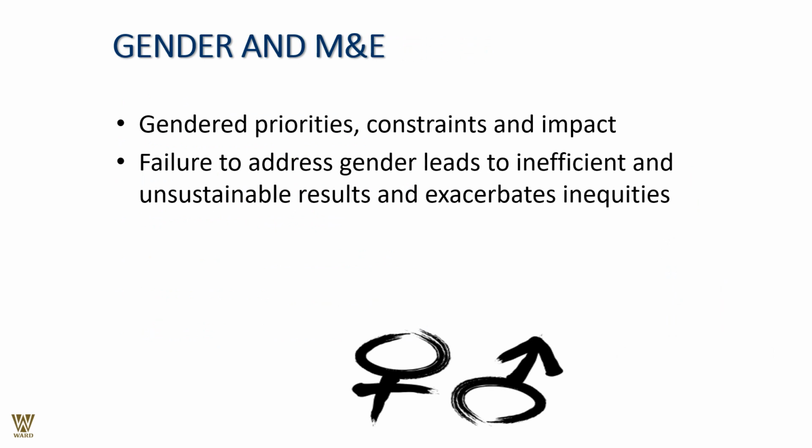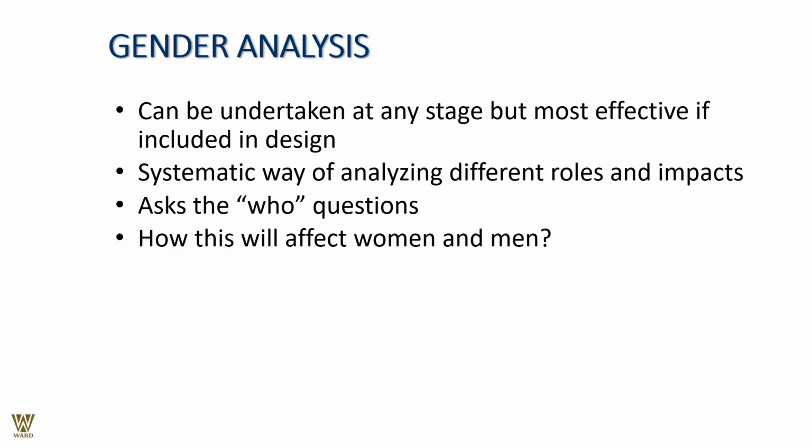So let me talk about the gender sensitization project that we were talking about. Now, for gender and monitoring and evaluation, how do we go across? What comes around it? Basically, we are looking at gender priorities, constructing them, probably studying them and magnifying the impact thereby. Remember, the impact can be positive and negative. Failure to address gender leads to an inefficient and unsustainable result, and exacerbates inequities thereby. But that is very important.